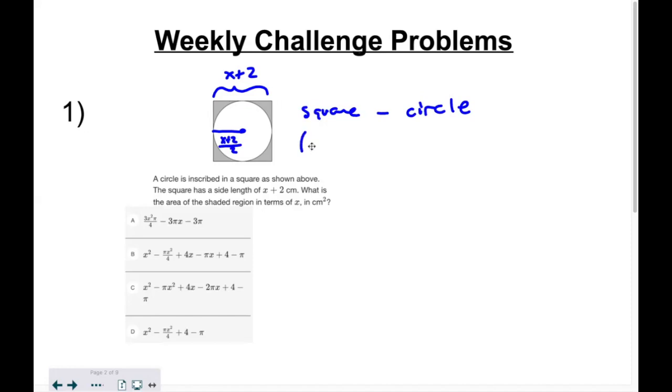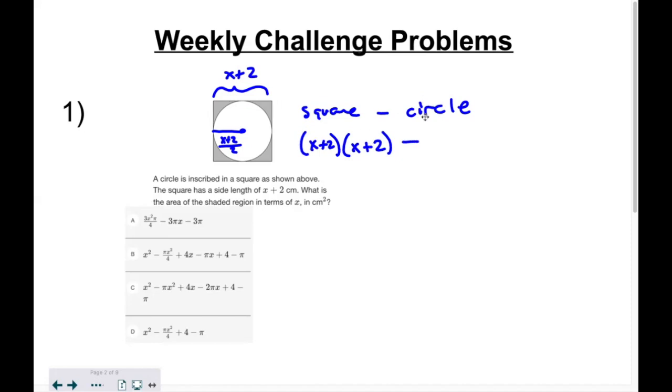So that's going to be (x plus 2) times (x plus 2), which I'm going to write like this, because if you write it as (x plus 2) squared, some of you may just know what that is, but some of you may think it's x squared plus 4, and it's not. That's a mistake that I see a lot. But if you write it out like this, then we might remember to FOIL appropriately. So that's the area of the square.